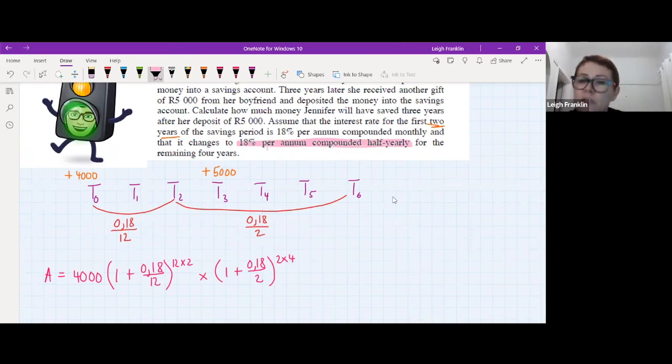Oh, okay. So, ma'am, if it's being compounded half yearly, then you've got to divide it by 2. Okay, thank you. No problem. Yes, Kelebogile, ask.